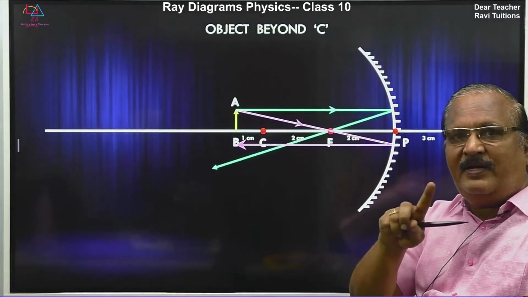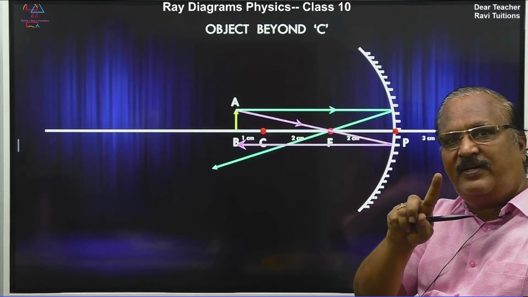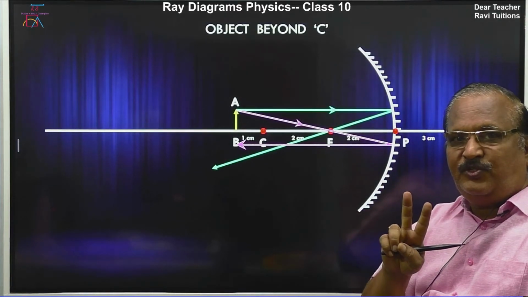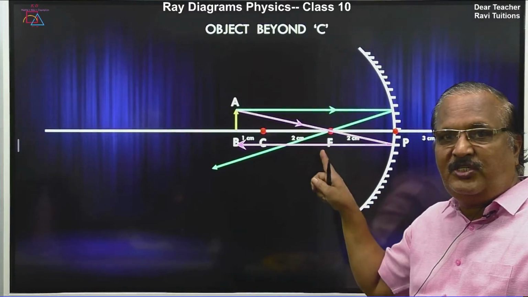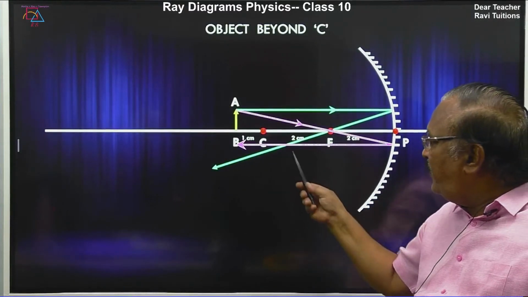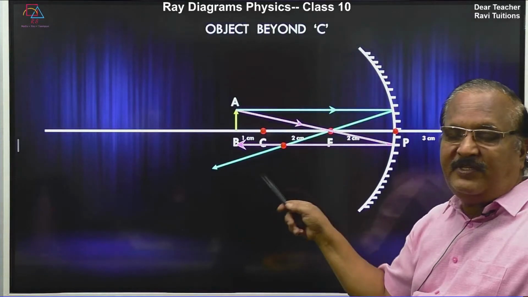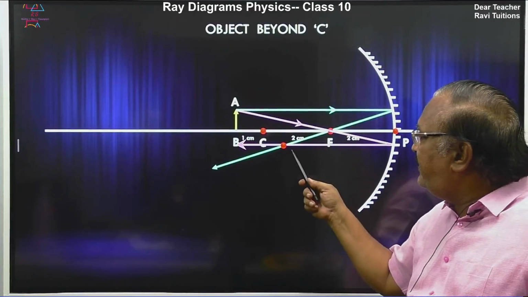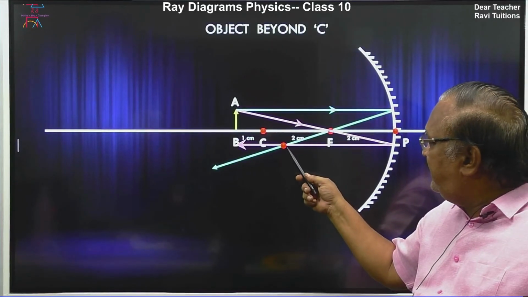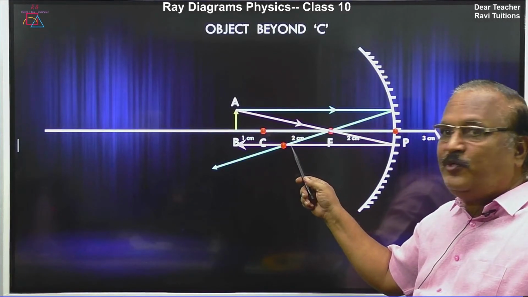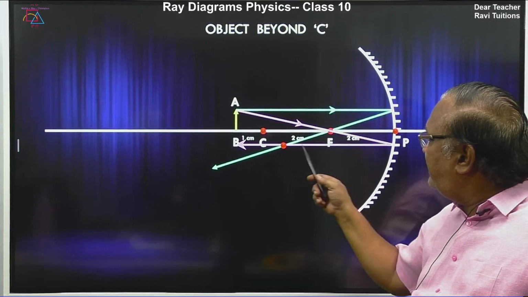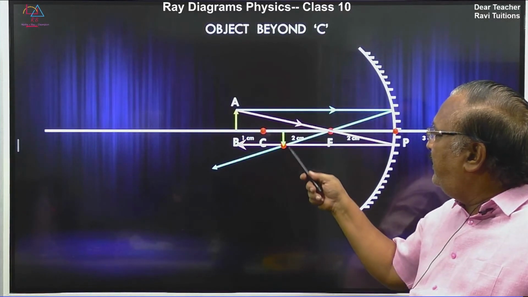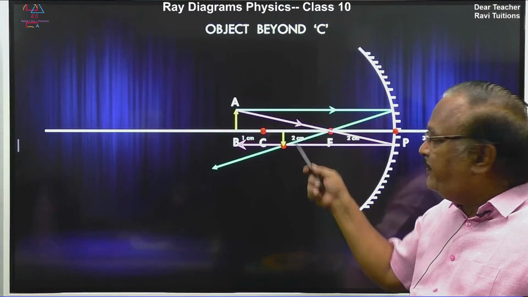Like that, you draw any two rays of the four: one ray parallel, one through focus, one through center of curvature, one at P. Two rays are needed among these four so that they intersect. The point of intersection is nothing but the location of the image. Both reflected rays are intersecting here, so the image is formed here. Now this is the image.